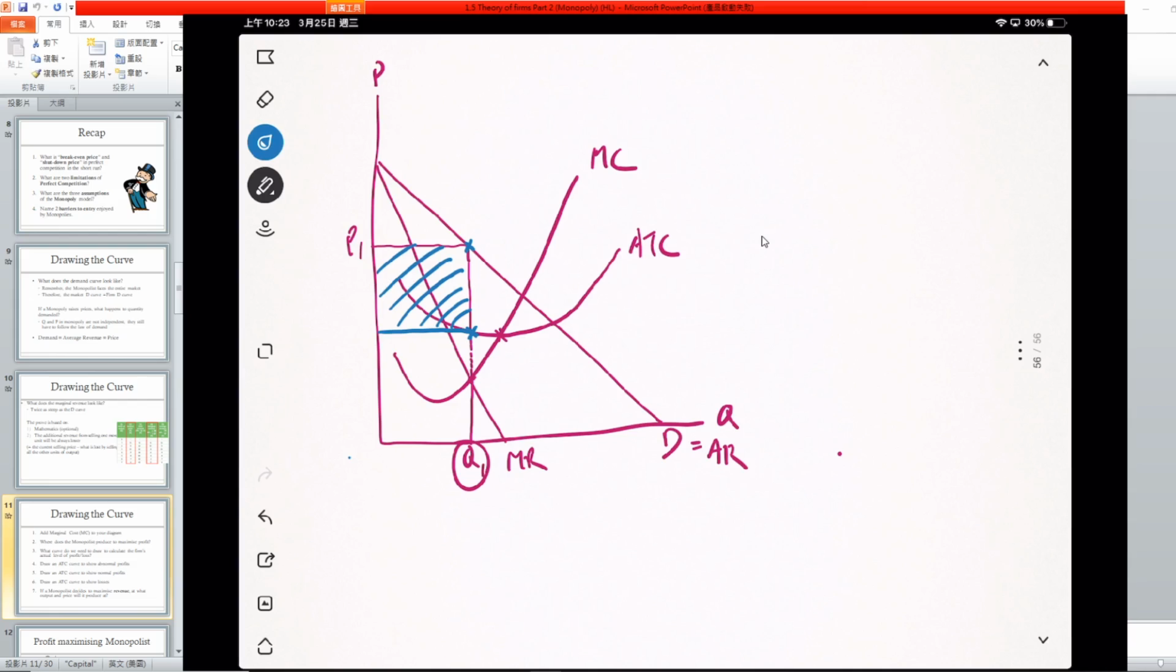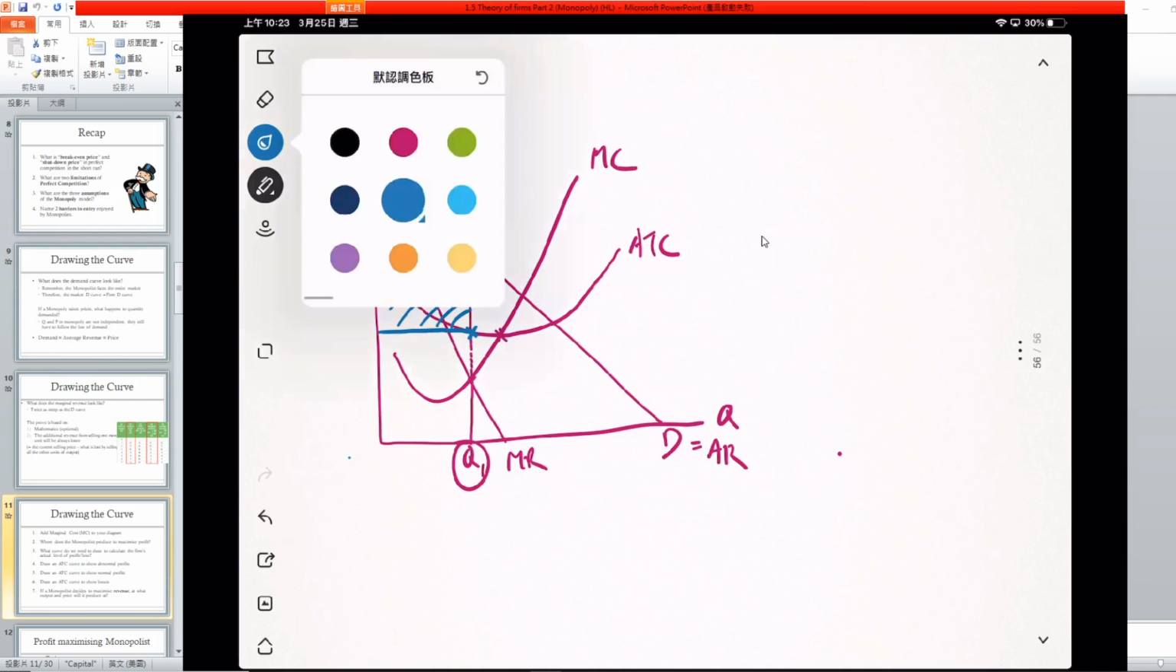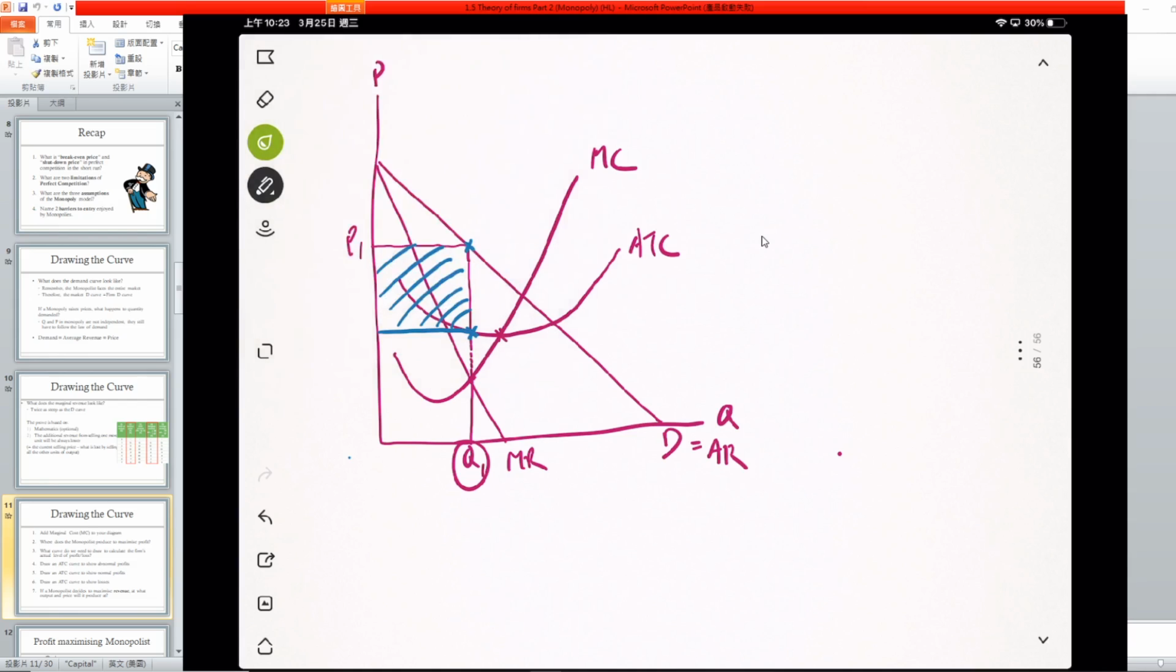We know that at normal profit, AR is equal to AC. So here is your AR, this one here is your AR at Q1. So how do you make it? At Q1, AR is equal to AC. So you just have to draw an ATC curve that is somewhere like this.